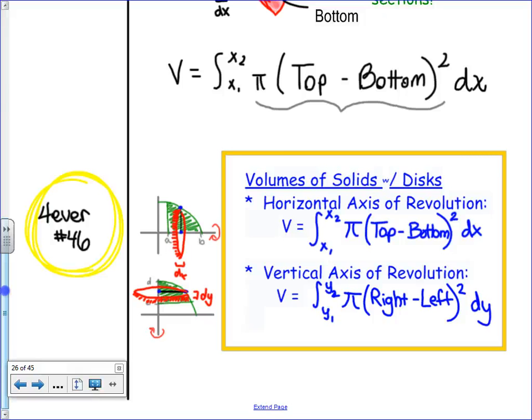Pi r squared. Pi can come out. Radius is going to be top curve to the bottom curve. With this whole revolution thing, revolving around, what's always going to have to be included in figuring out the radius? This is the radius, right guys? Pi r squared. What's always going to be included? The function and the axis, right?